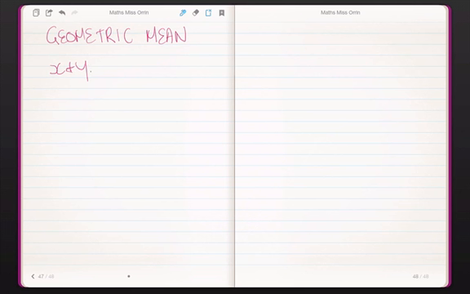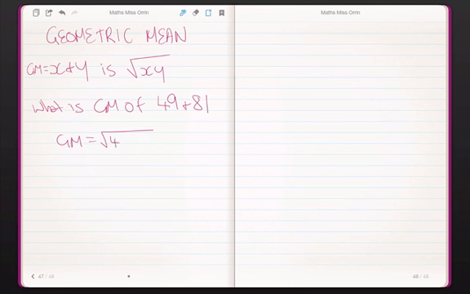So the geometric mean of x and y is the square root of x times y. It's just that easy. You take the two numbers, you multiply them together, and you take the square root. So, for example, what is the geometric mean of 49 and 81? So the geometric mean is the square root of both of these things multiplied together, okay?